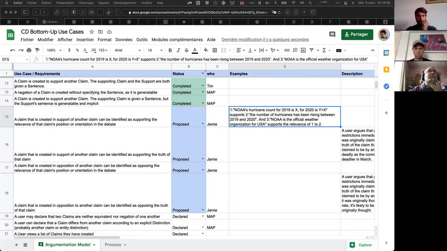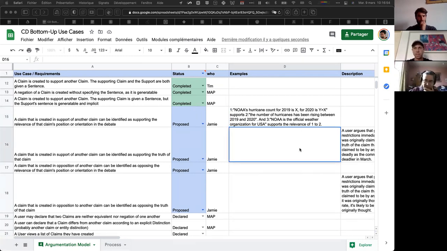Okay, so this is only about supporting relevance, right? Yeah. Okay. Let's come up with examples for others rather than just trying to model this. I think it's good if we focus on practicing modeling these things.